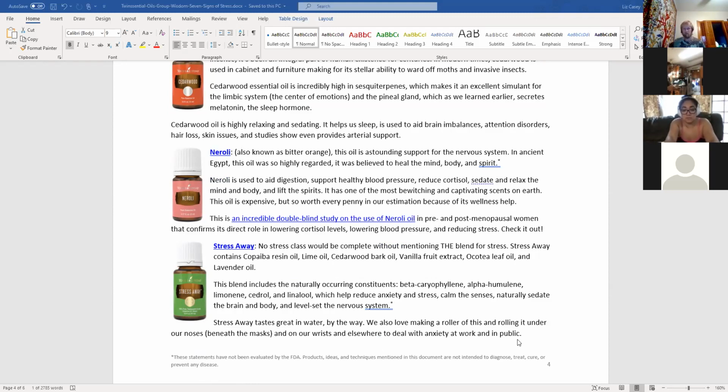And it also has lavender oil. So again, all those sedating oils, those are oils that level set our nervous system and help us just go, okay, I can do this. And Stress Away, although it's not a vitality oil, I eat this oil.